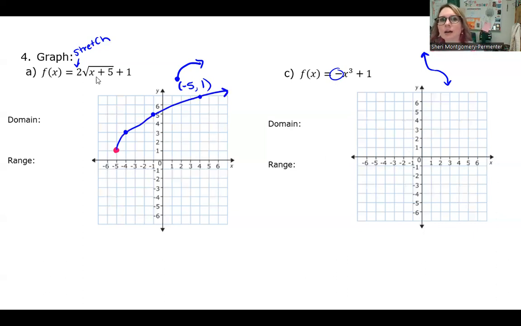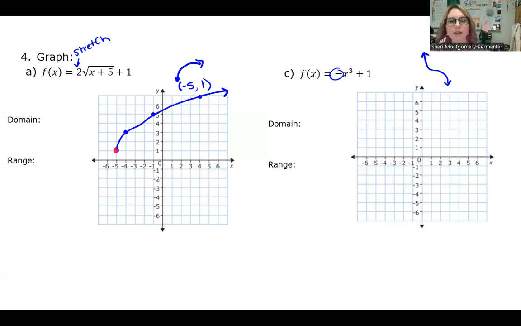So does everybody see how this one is stretched vertically? It goes up higher, it's stretched vertically. That's what that means. That 2 makes it stretch vertically. So we have a graph, it's beautiful. We just need to identify the domain and the range.